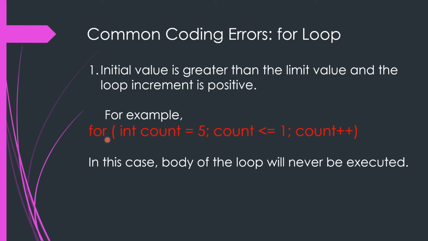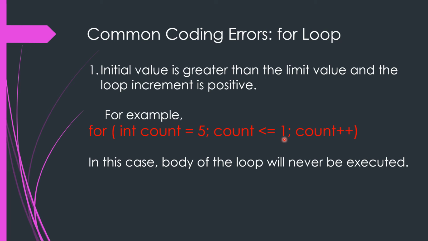Here we have taken this example where we have committed an error, and the error is that this initial value, that is 5, is greater than the limit value. What is the limit value? It is less than or equal to 1. Now you can see 5 is always greater than 1. It is never less than or equal to 1. So here the test condition will be false. But the problem is that the loop increment is positive.